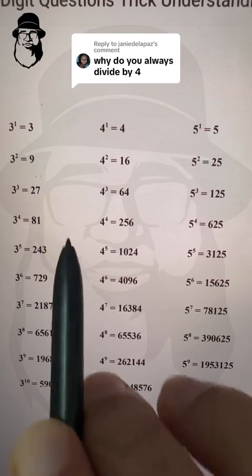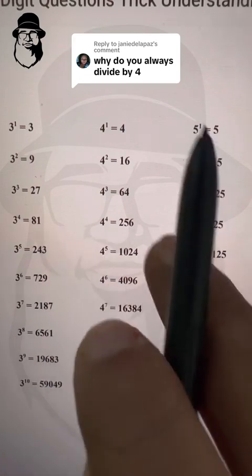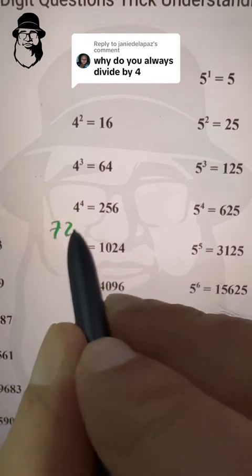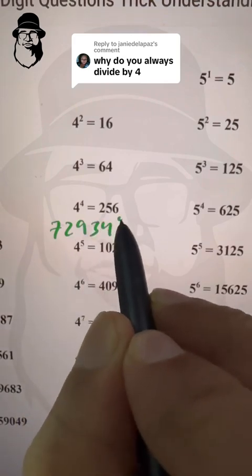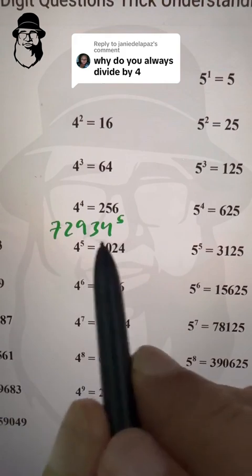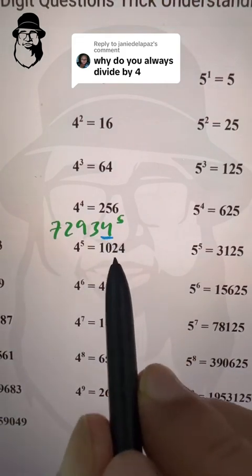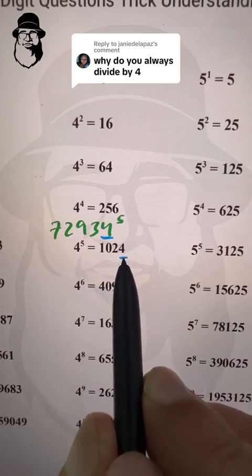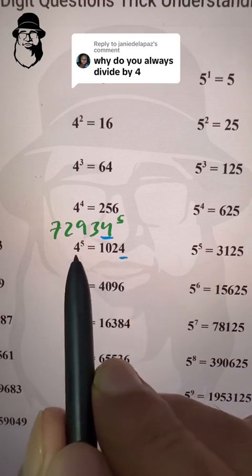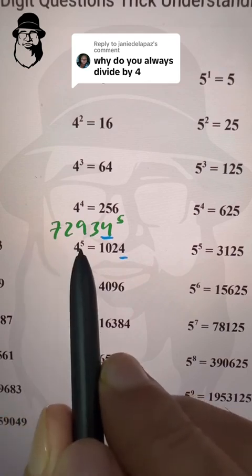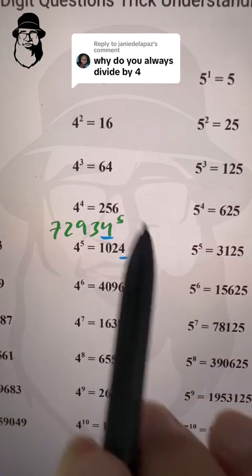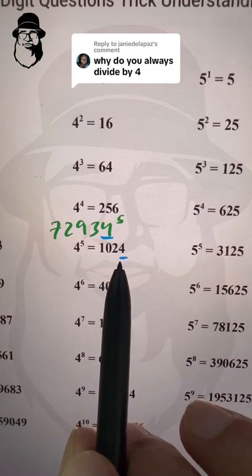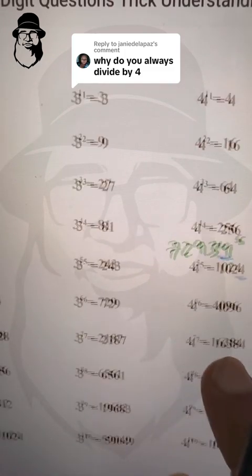No matter how many digits a number has, like 4 to the power 5 in the end, if the number is let's say 72934 to the power 5, we just see the last digit, that is 4, and the answer will end in 4 also. So if the units digit is 4 and the power is 5, the answer will end in 4 also. In this video, we are focusing on the units digit of the answer only, the rightmost digit.